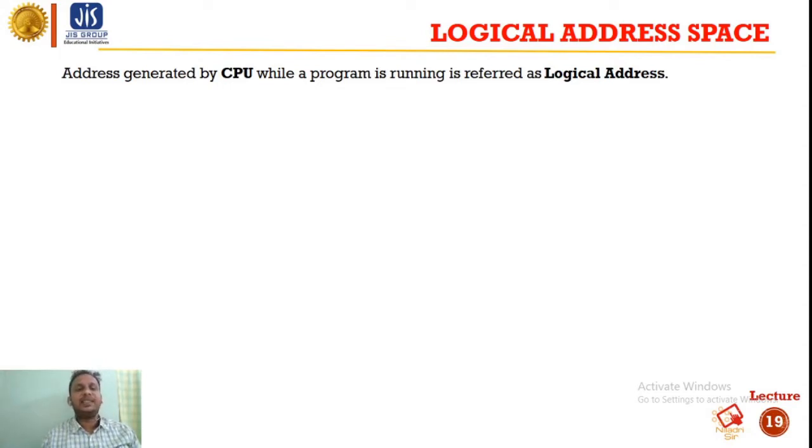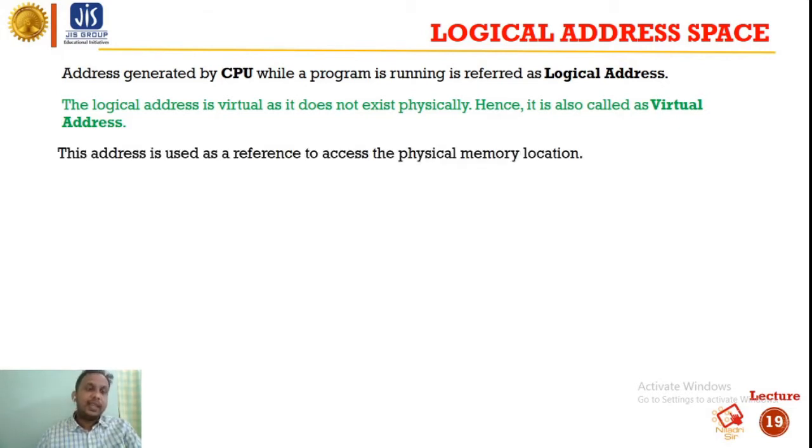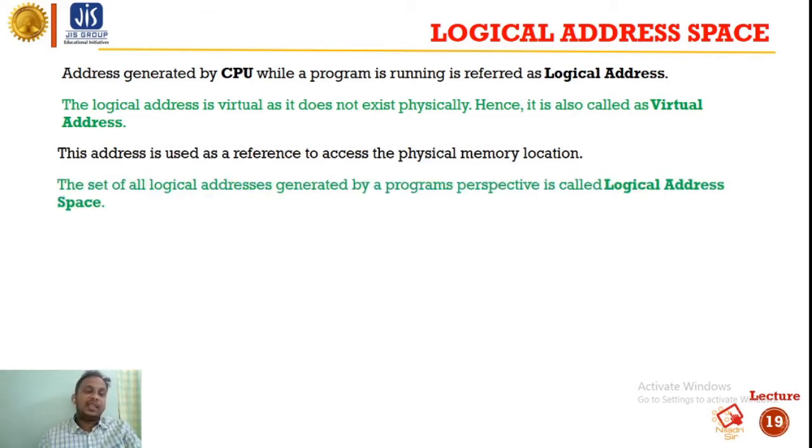These are the addresses generated by the CPU while a program is running, referred to as the logical address. The logical address is virtual as it does not exist physically. Hence, it is also called a virtual address. This address is used as a reference to access the physical memory location. The set of all logical addresses generated from a program's perspective is called the logical address space.